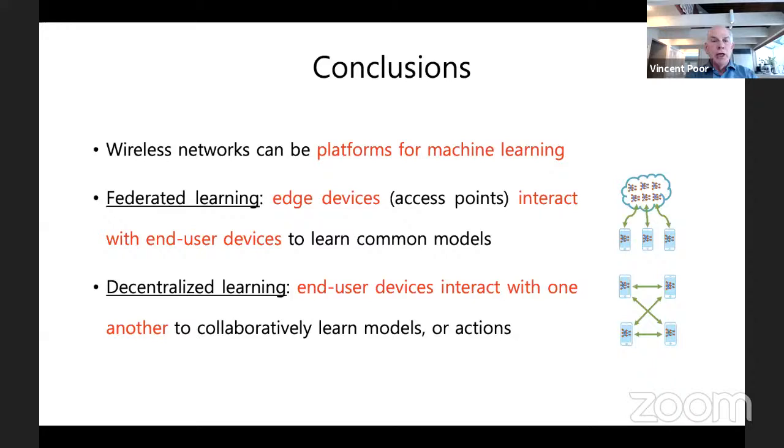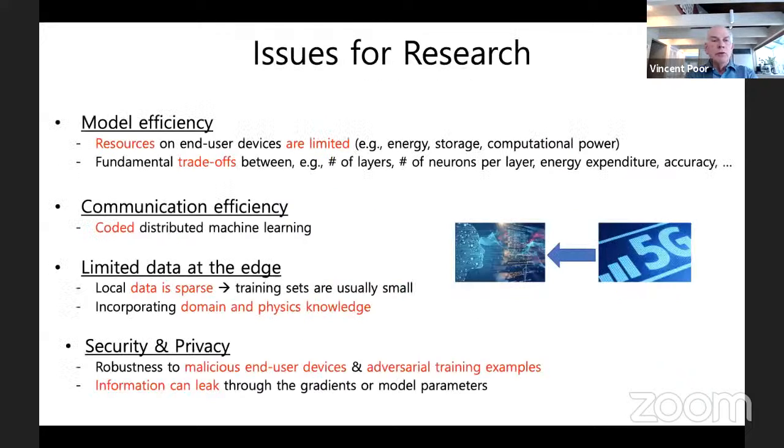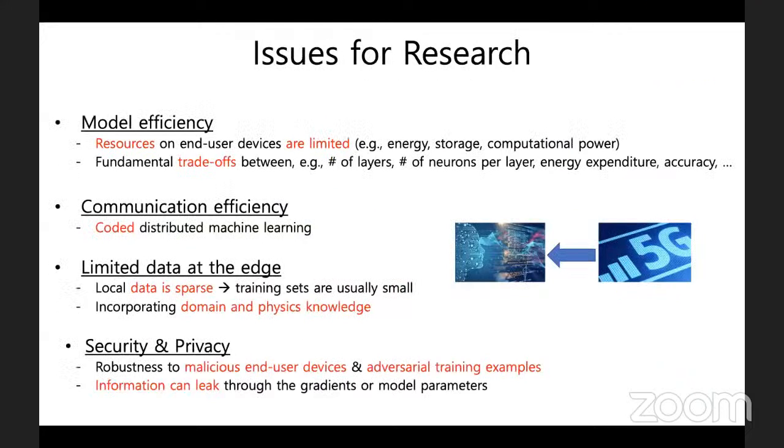I talked about two kinds of such networks: federated learning, where the edge devices interact with end user devices to learn a common model iteratively, and decentralized learning, where end user devices interact with one another to collaboratively learn a model, or actions in the last case I talked about. I want to wrap up with some research issues for people to think about.